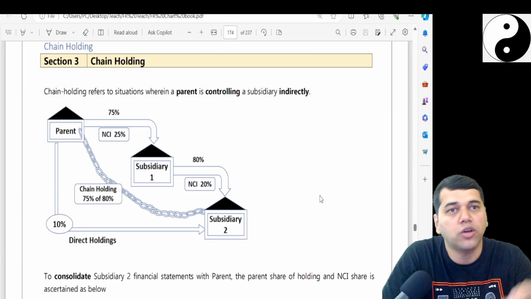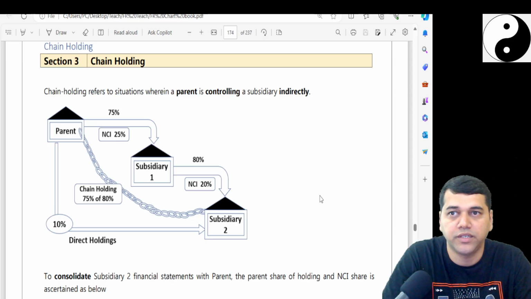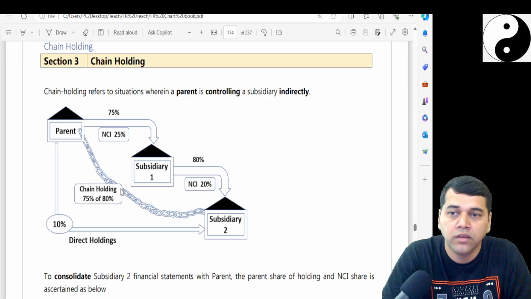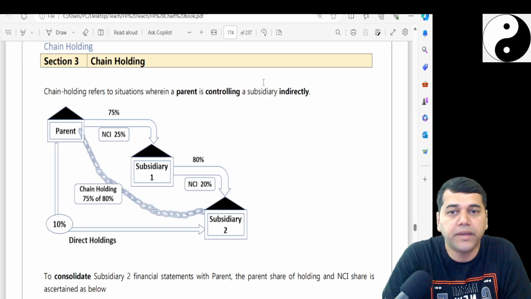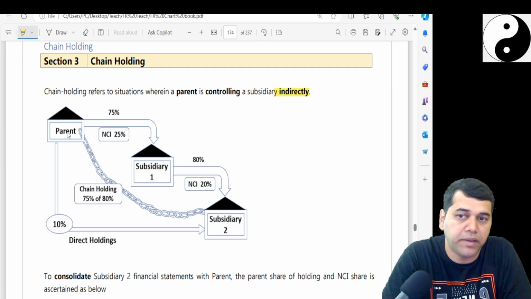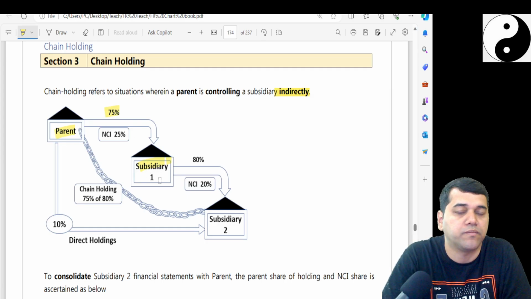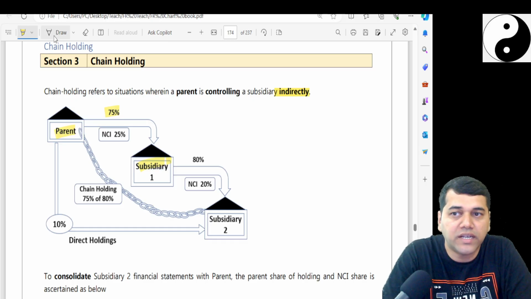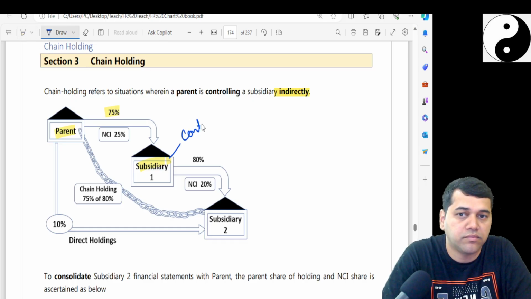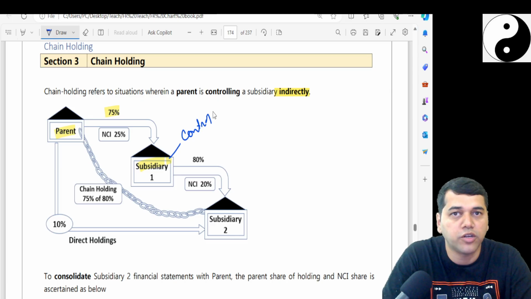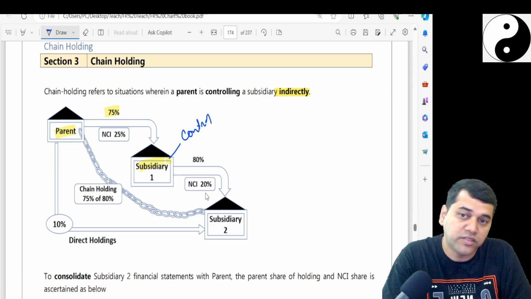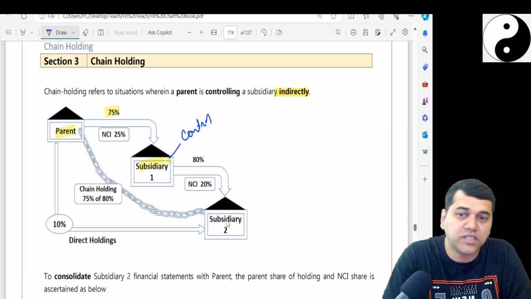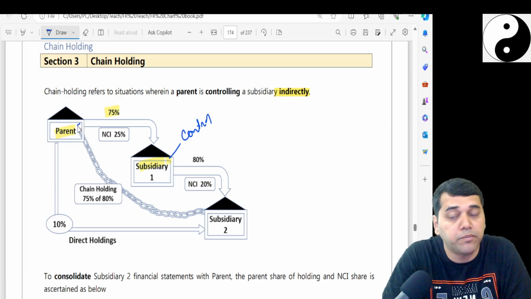It is like you are holding somebody through some other subsidiary. It is an indirect holding. Chain holding is the one where the parent is controlling indirectly. So how does this indirect thing work? Parent has got 75% stake in subsidiary 1. Because of this, you get control over subsidiary 1, because you get the ability to appoint the board of directors.